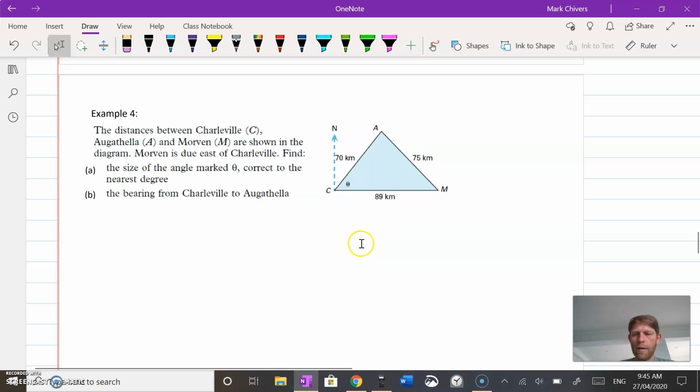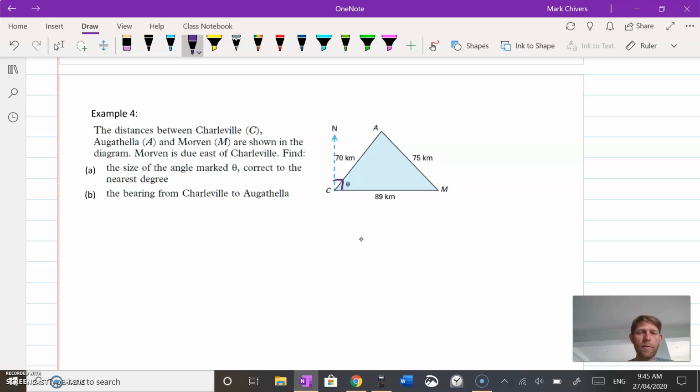Okay, so we're now going to get into some more practical situations. So we've got these three distances between Charleville, Augathella and Morven. Morven is due east of Charleville, so we know that that's 90 degrees in there.